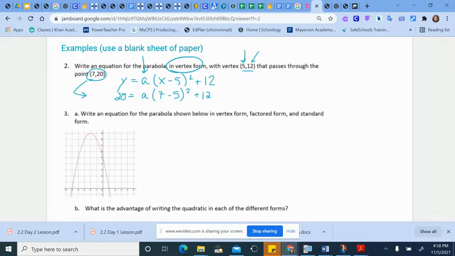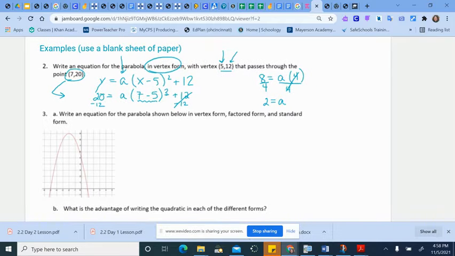And then I'm going to solve for a. Okay, well, we're going to start by subtracting 12 from both sides. That's kind of nice and easy. So now I have 8 equals a times, oh, hey, I can do this. 7 minus 5 is 2. And then if I square it, 2 squared is just 4. Right? So then to get a by itself, I'll divide both sides by 4. So a is 2. Ta-da!